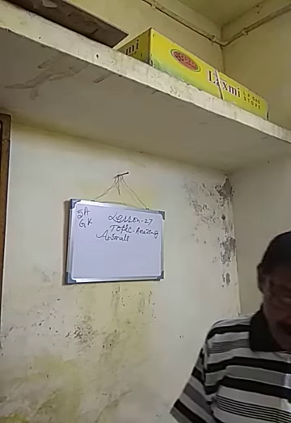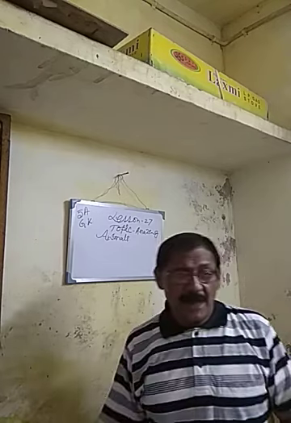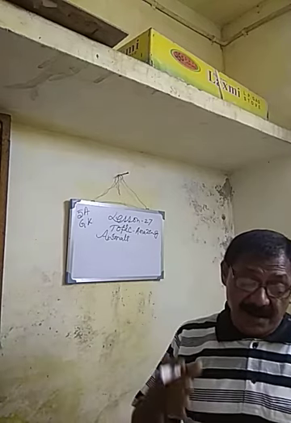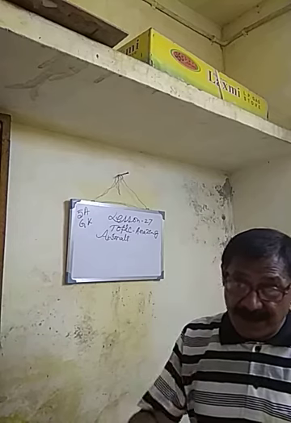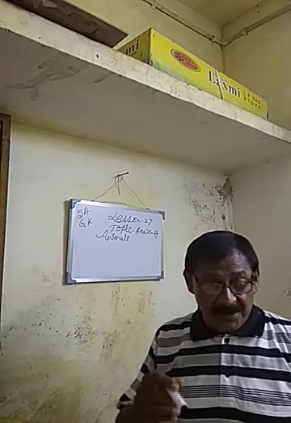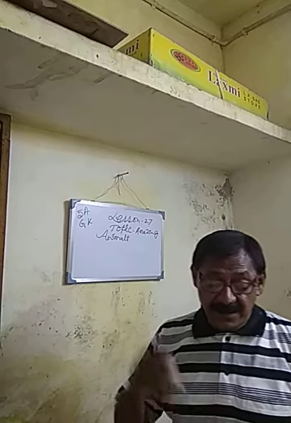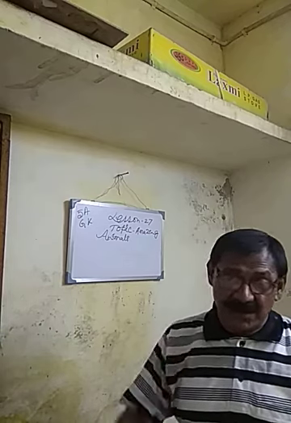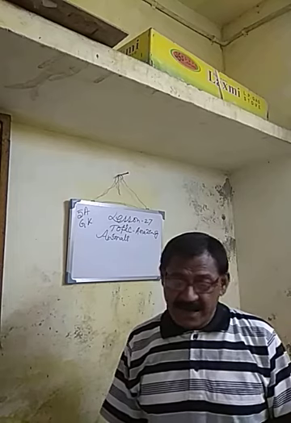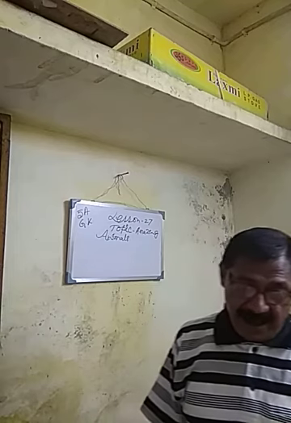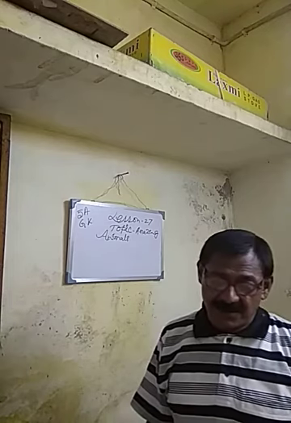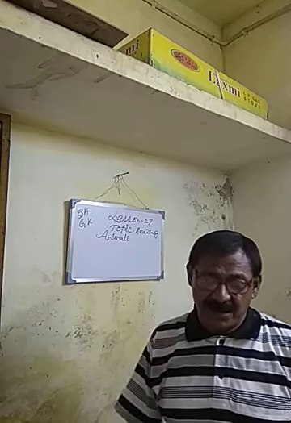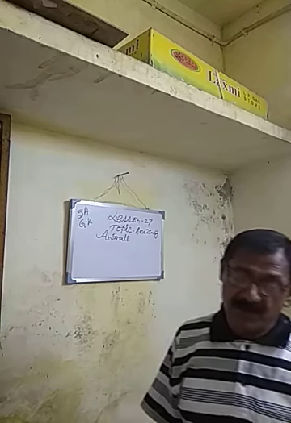And next one, marmoset. What type of animal is it? Marmoset is the world's smallest monkey. Its size is just like a newborn kitten. This is known as marmoset, the world's smallest monkey.